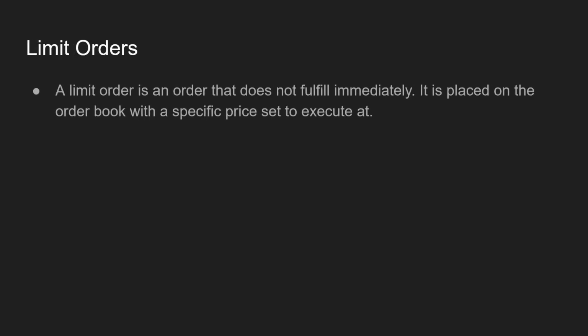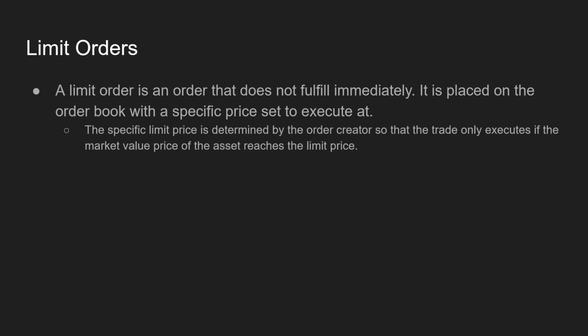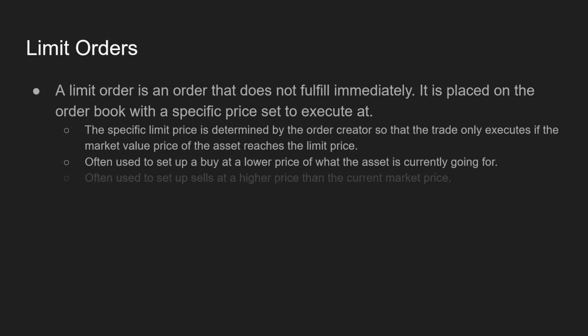We're first going to talk about limit orders in depth. So a limit order is an order that does not fulfill immediately. It's placed on the order book with a specific price set to execute at, meaning that it'll only execute at the price that you set it to. It won't just immediately happen. And this specific limit price is determined by the order creator, so the trade only executes if the market value price of the asset reaches that limit price. It's often used to set up a buy at a lower price of what the asset is going for, and it's often used to set up a sell at a higher price than what the current market is going for.